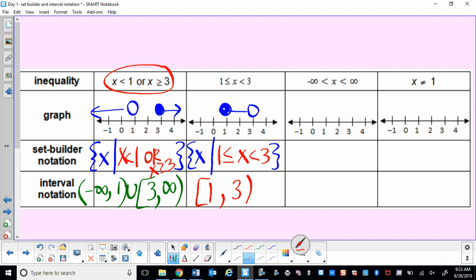All good so far? Okay, so for the third one, we have x is greater than negative infinity and less than positive infinity. What we do here is we are going to basically just make a line. Because if x is greater than negative infinity and less than positive infinity, that's every number in between there. Every number is included.